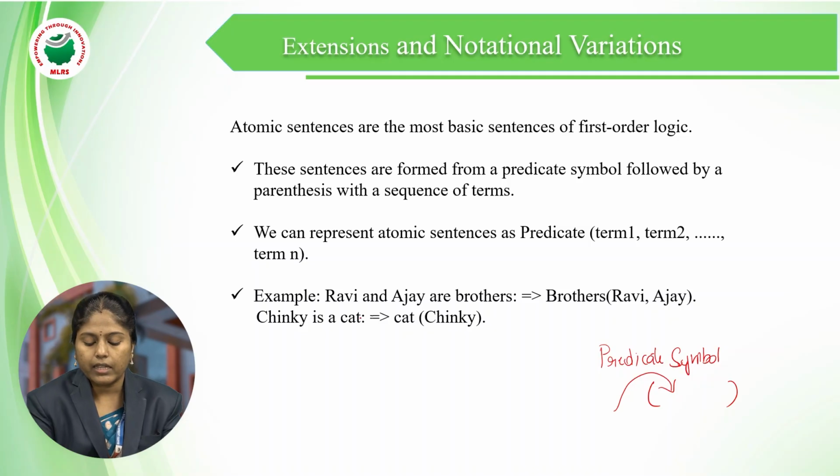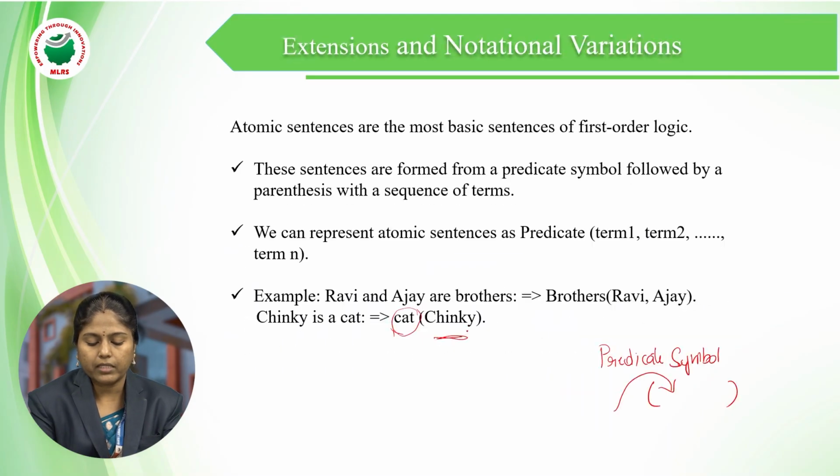For example, Ravi and Ajay are brothers. So brothers, that is Brothers(Ravi, Ajay). Chinky is a cat. Okay, this is the example that we used for atomic sentences. Just the relation that we mentioned before, with the names that we include in the parentheses. And the next one, Chinky is a cat: Cat will be there, and in that we are using Chinky.